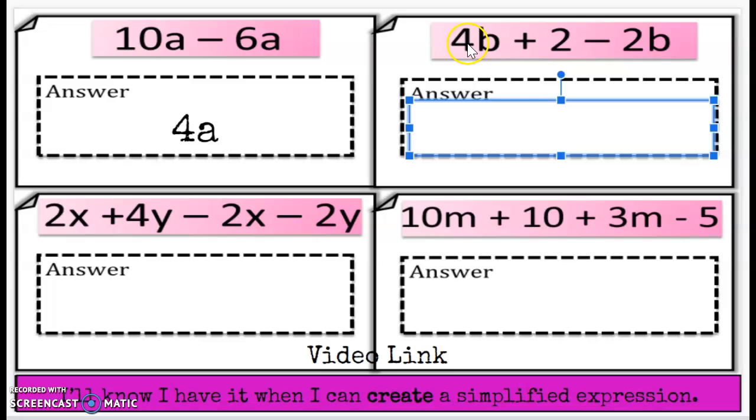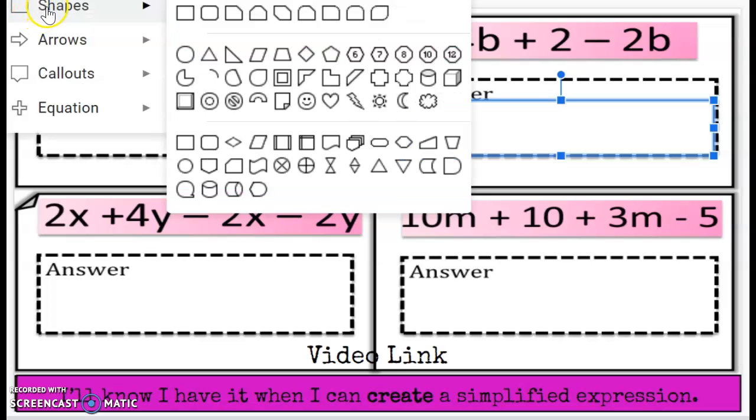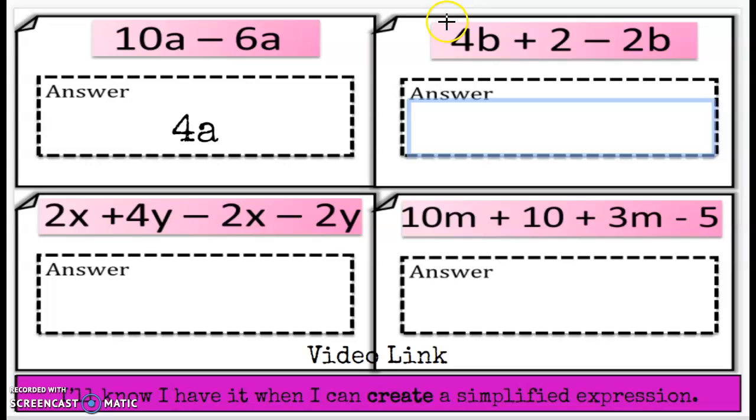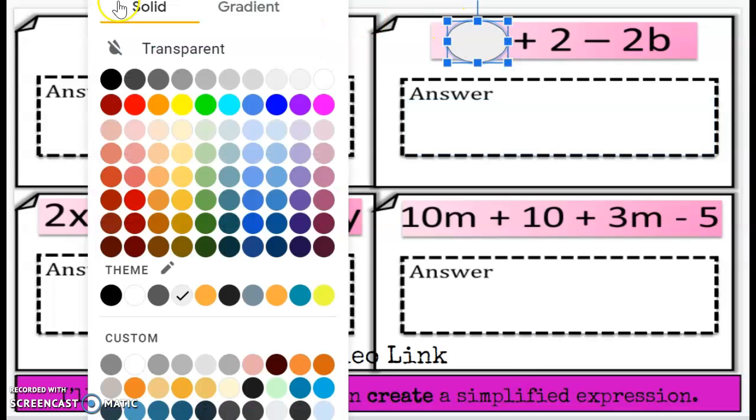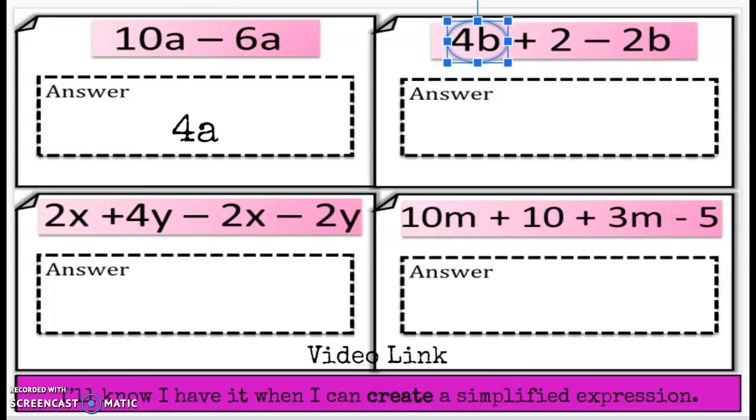When I go over here, I have 4b plus 2 minus 2b. So what I need to do is identify what my terms are that I am trying to combine. I'm just going to circle them so you can see them. So I have this term, and I also have negative 2b. Remember, the sign follows or stays with the term.